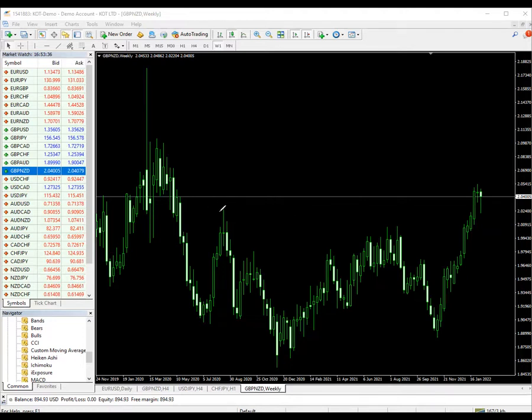So the banks know that, okay, this resistance is broken, this one is broken, so you are looking to buy. So you have entered your buy, which I think most people did last week.